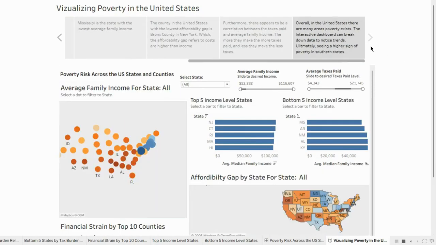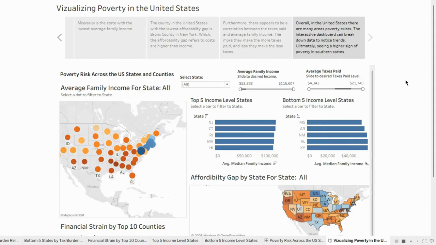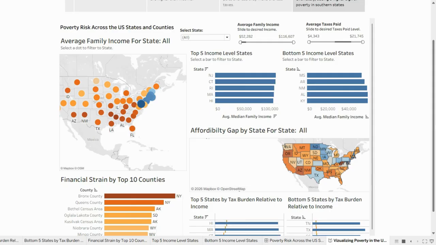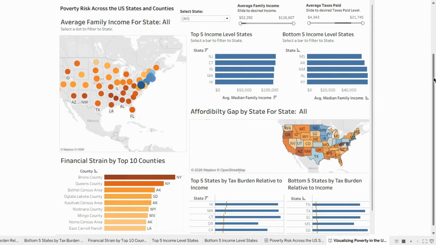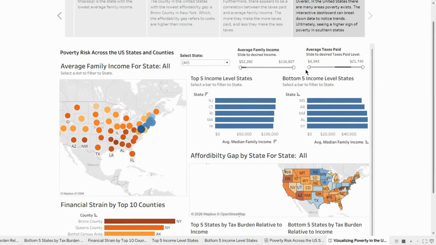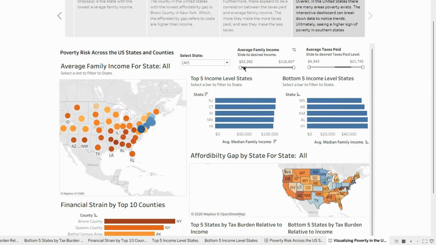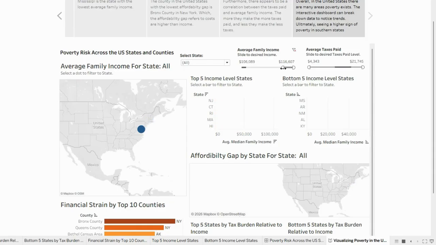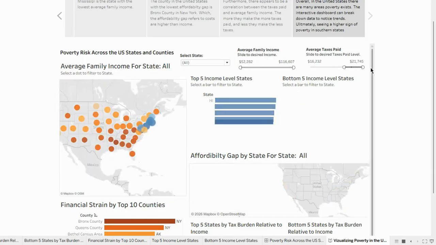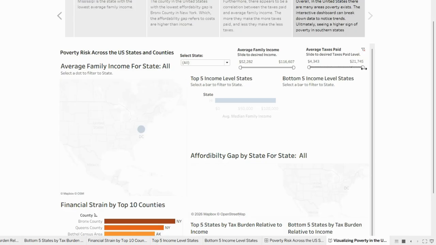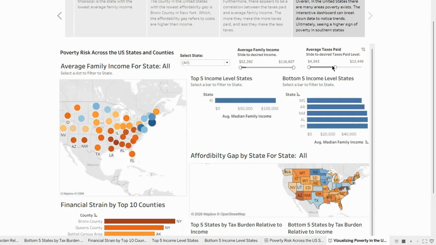And so what I have here, ultimately, is that in the United States there are many areas where poverty exists. The interactive dashboard I created can break down data to notice trends. Seeing a higher sign of poverty in the southern states was my ultimate result. So you can see here there's a pattern, and you break it down, and same here. But especially this little feature here helps you notice this pattern. Look, and then you go here. And in more depth, you can see the taxes paid. DC is even on here, and then go from there.